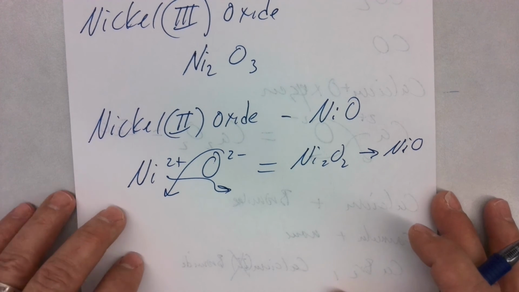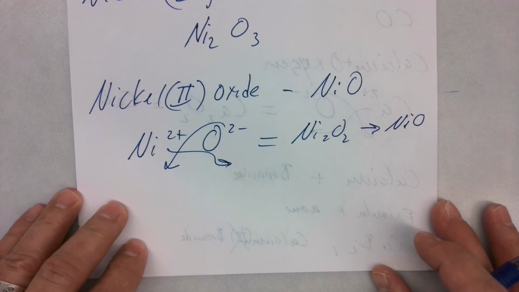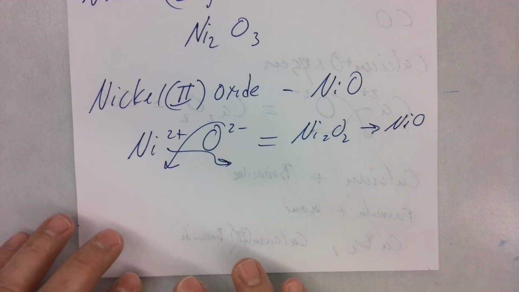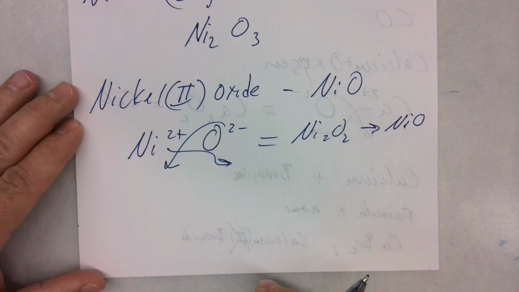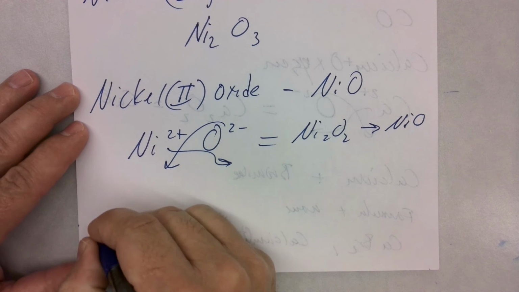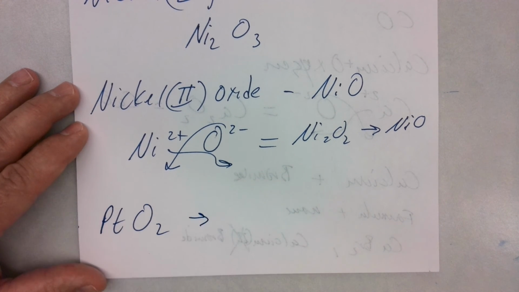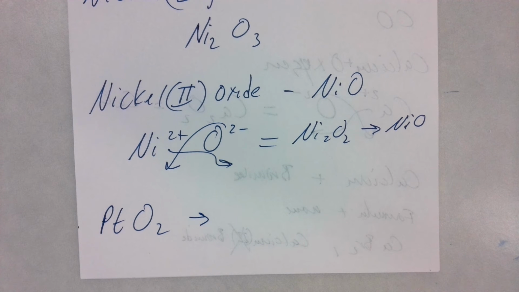Alrighty, so let's do this. I'm going to give you the formula, you give me the name. Okay? Let's do that. PtO2. That's its formula. I need its chemical name.